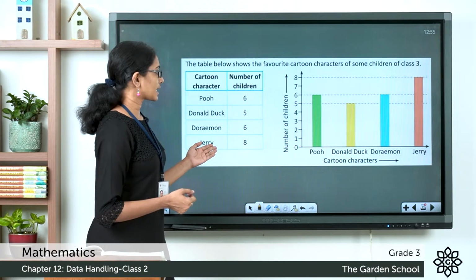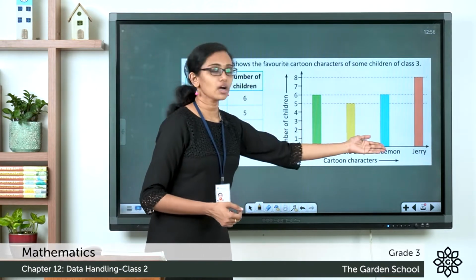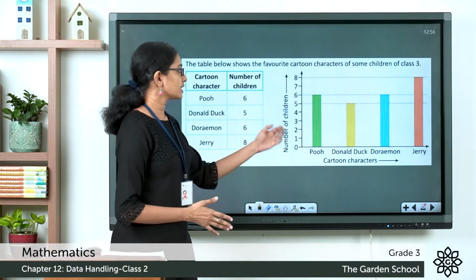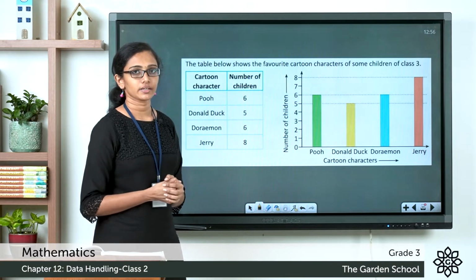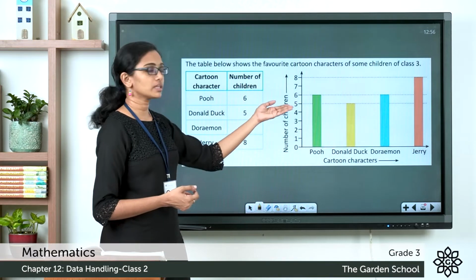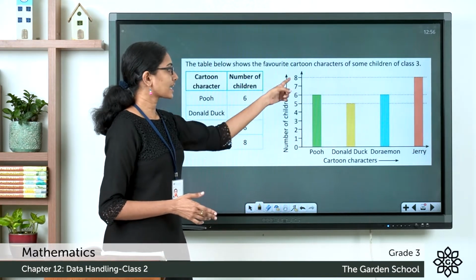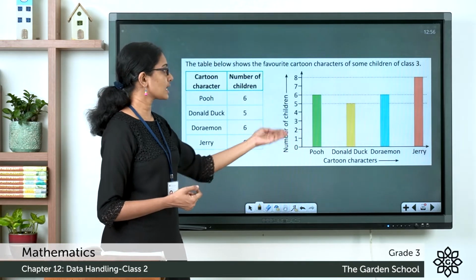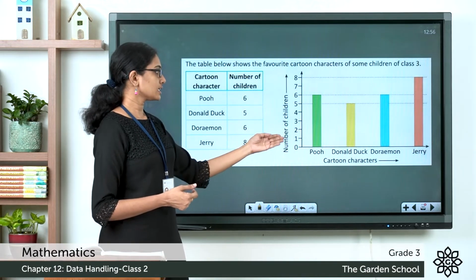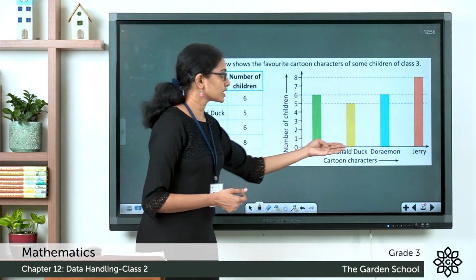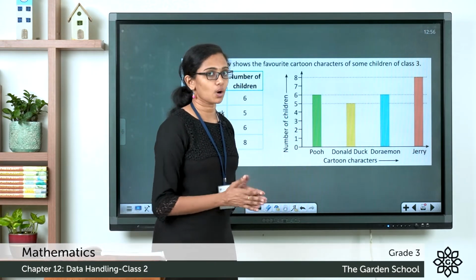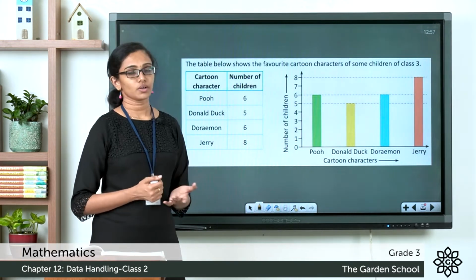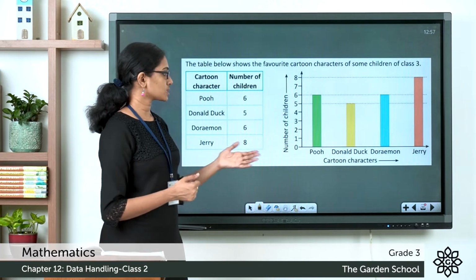So you have the different cartoon characters labeled on the horizontal line, and the number of children who like each character is represented on the vertical line using the numbers such as 0, 1, 2, 3 and so on. So this is the scale of the bar graph, the range of values you are using to represent the number of data items, and here it is the number of children. And what you see here, these labels are the category of data items. Here in this case, the category means the cartoon characters. So let's interpret data from this bar graph.